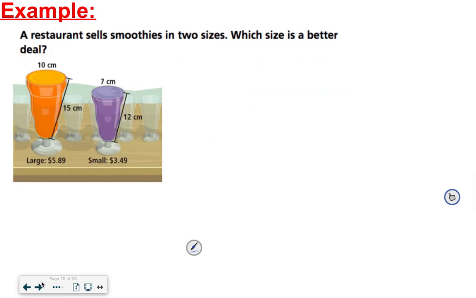Next. A restaurant sells smoothies in two sizes. Which size is a better deal? So what am I going to do to understand which smoothie is the better deal? We will find the volume of each smoothie and then divide by the prices. And then you will understand which smoothie's unit price is better than the other one.